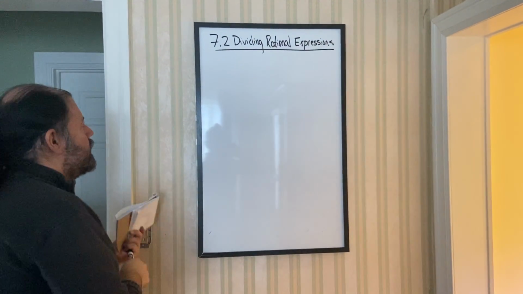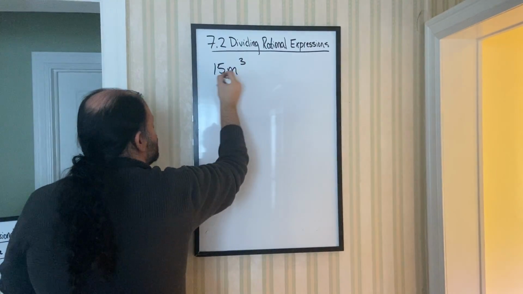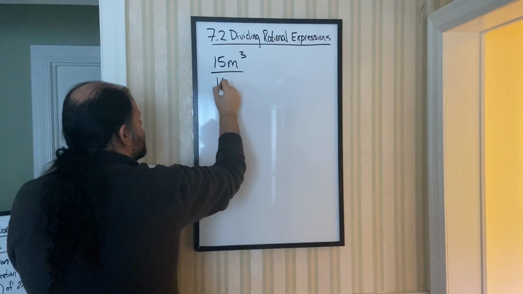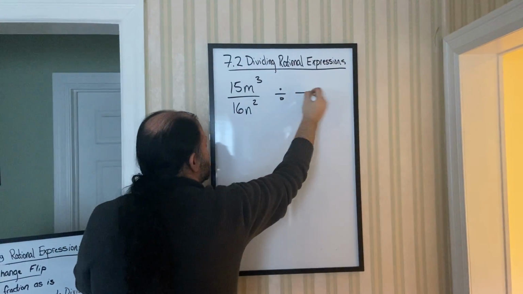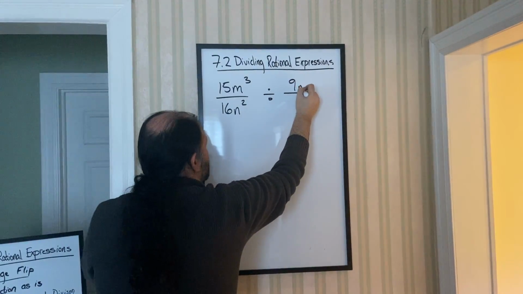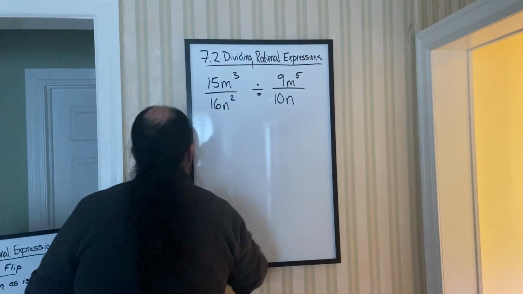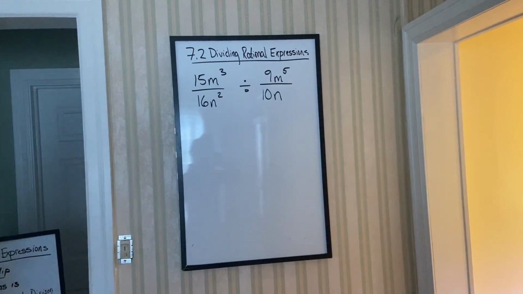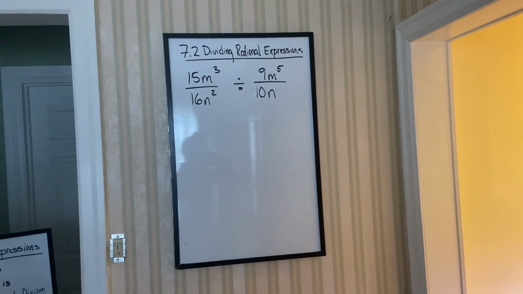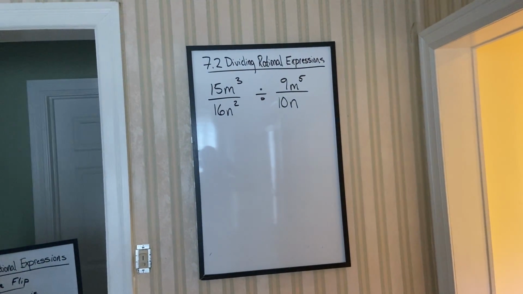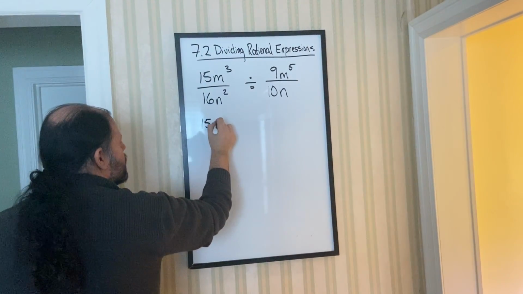So the simpler one would be 15n cubed over 16n squared, divided by 9n to the fifth over 10. So this guy, finally we got some letters. But notice it's a division symbol. So your first step is going to be copy, change, flip. Copy the first one just the way you see it.